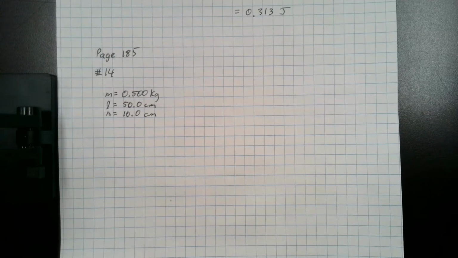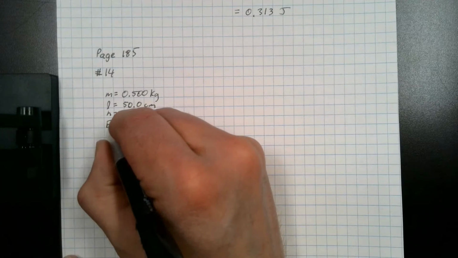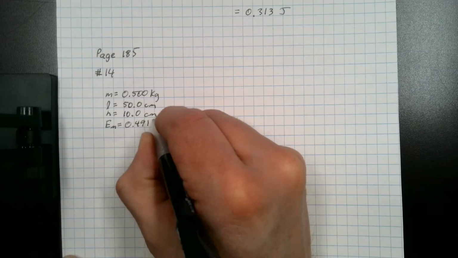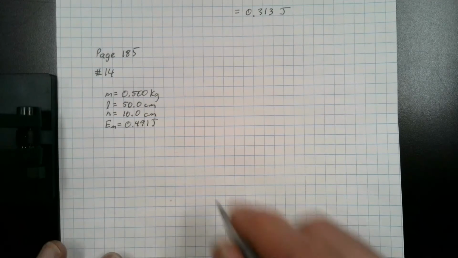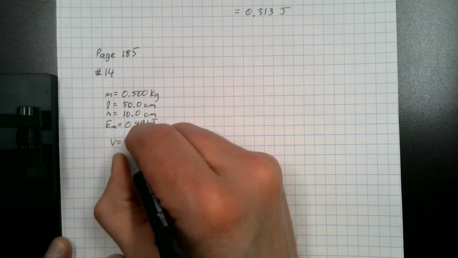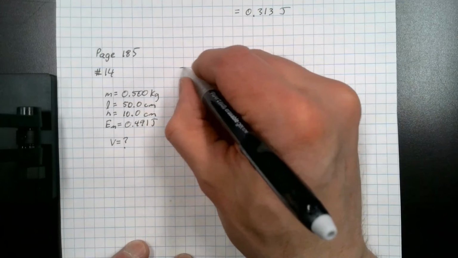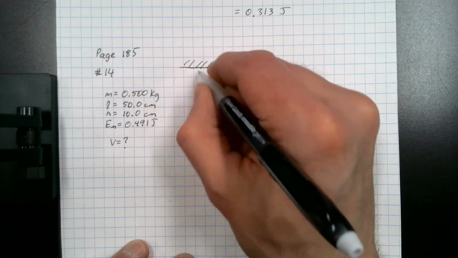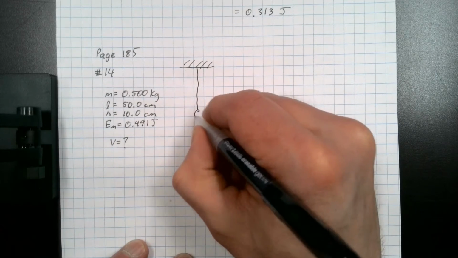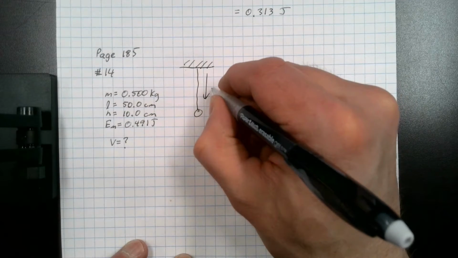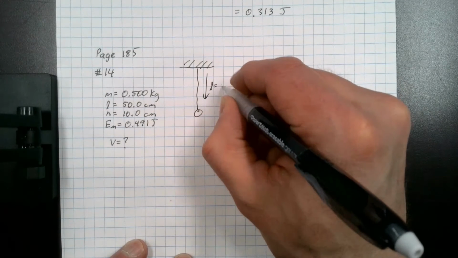It's then released. At the bottom of the arc, the mechanical energy is 0.491 joules. So our mechanical energy is equal to 0.491 joules. And we're asked what is the velocity or speed at the bottom. Now, to sketch this out, we're going to have our ceiling up here. We have our bob, that is the mass on the end of the pendulum. And we know that the length of the pendulum is 50 centimeters.